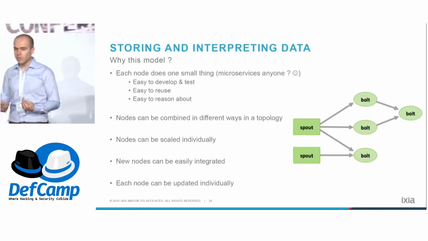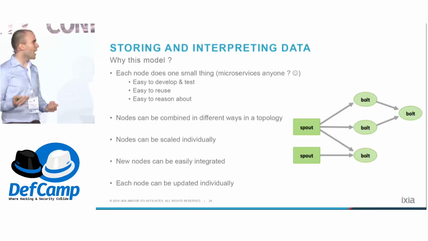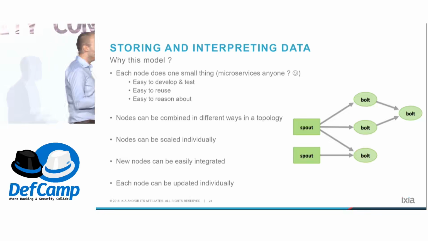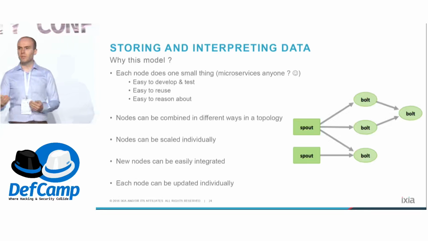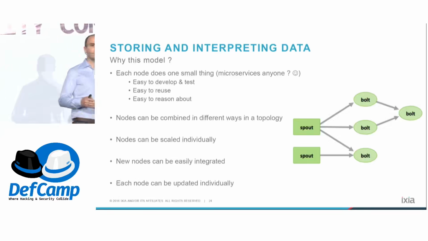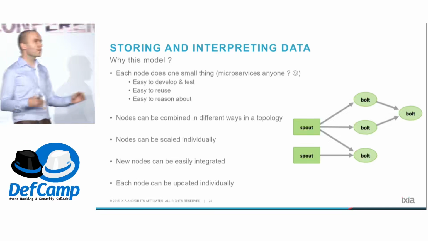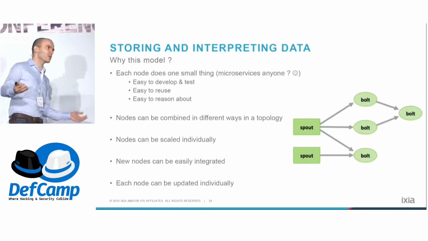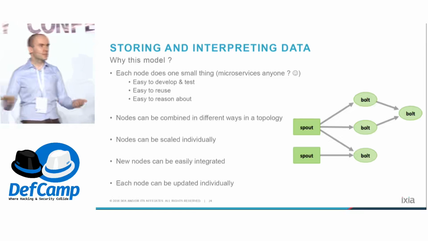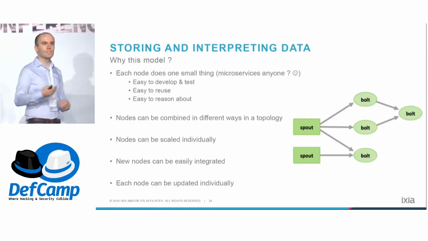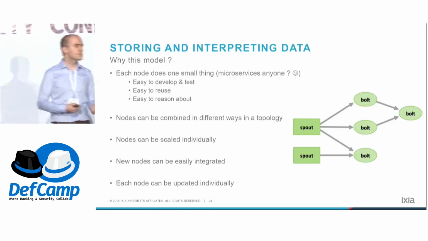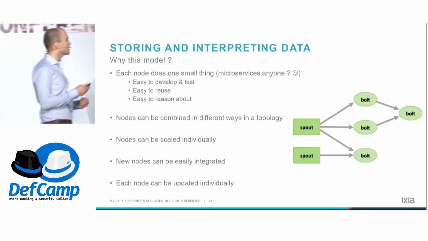Since it's a topology, new nodes can easily be added wherever you need them in the topology, and each node can be updated individually. So if you just need to change something in the fetcher, in the way you're fetching URLs, for example, add a new user agent or support in the headless browser or something, you just update that specific node. So you don't need to touch the others while the system is running.